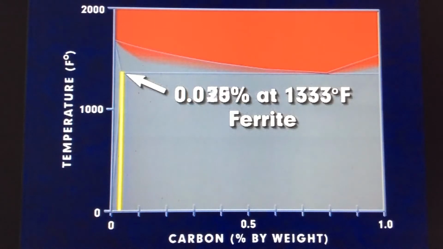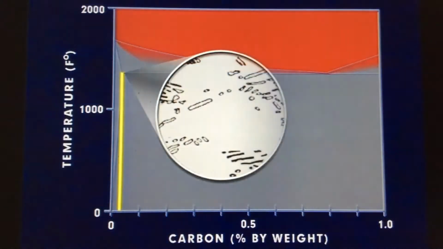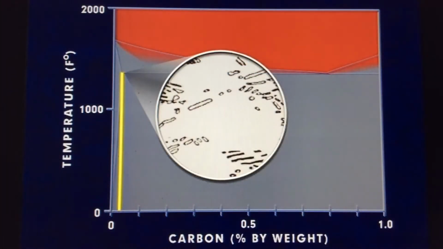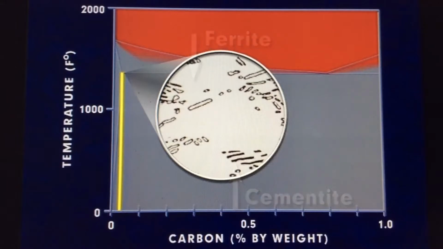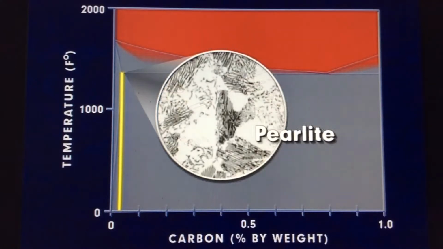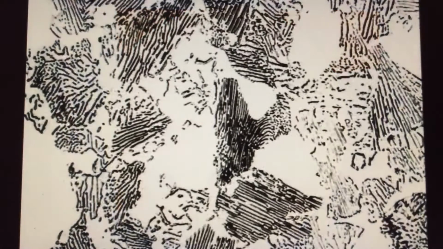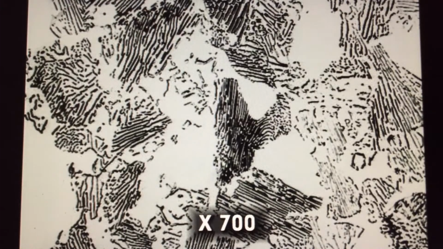Ferrite can retain only 0.025% carbon at this temperature. So to accommodate the carbon in excess of this amount, the remaining austenite transforms to a mixture of ferrite and cementite in alternating thin, plate-like layers. This structure is referred to as pearlite. At room temperature, the steel is mostly ferrite with patches of pearlite.